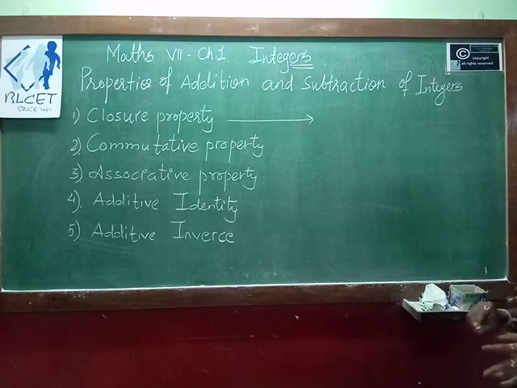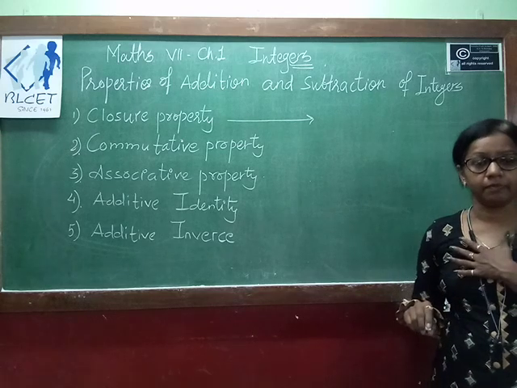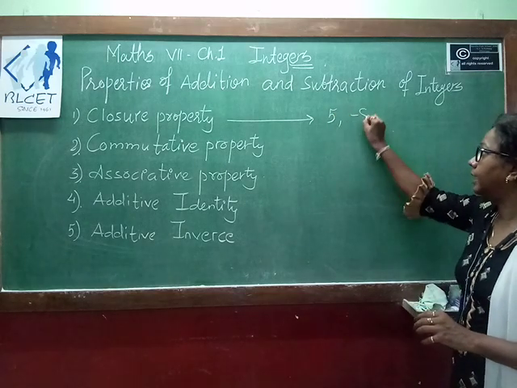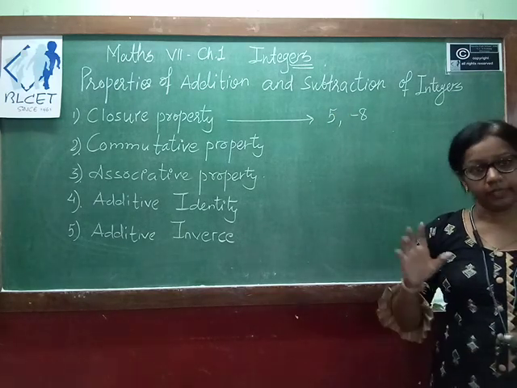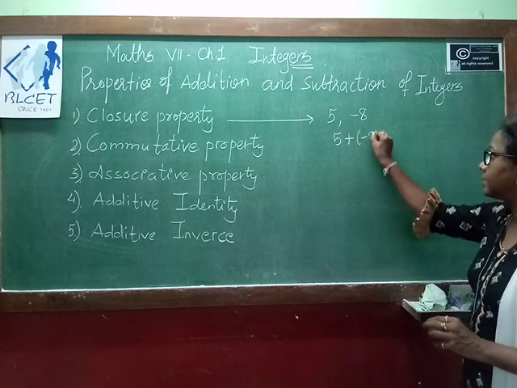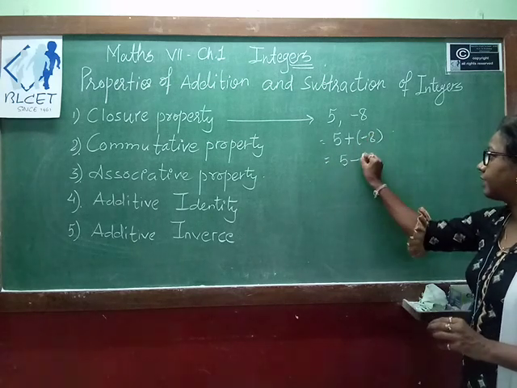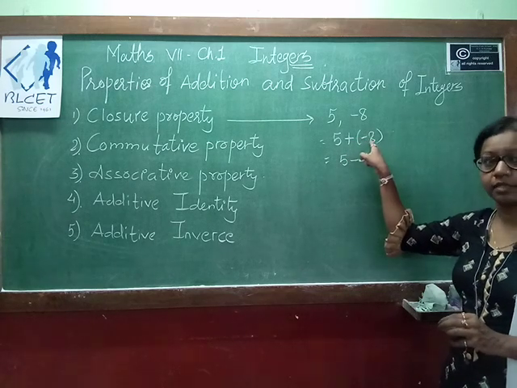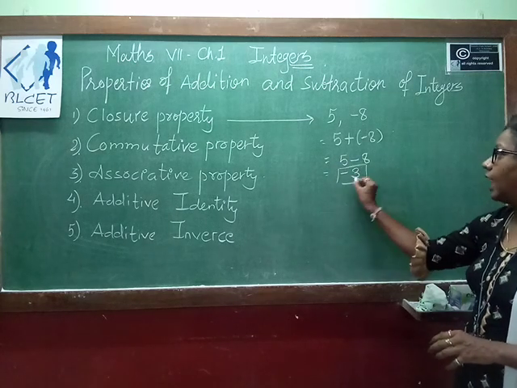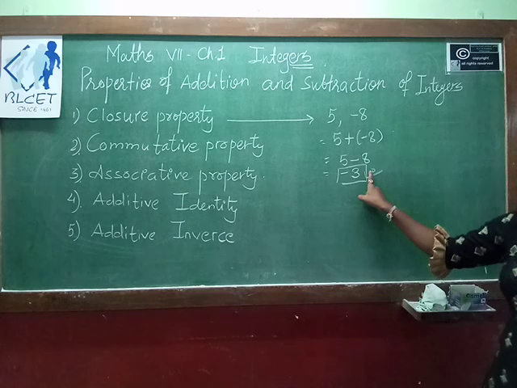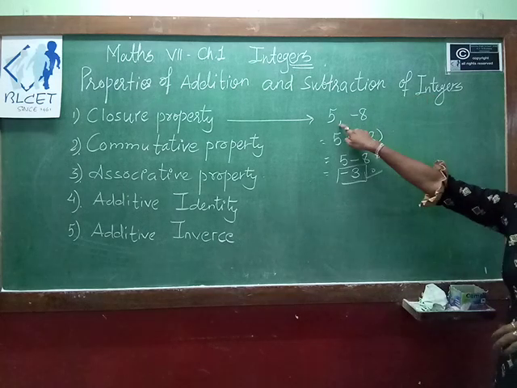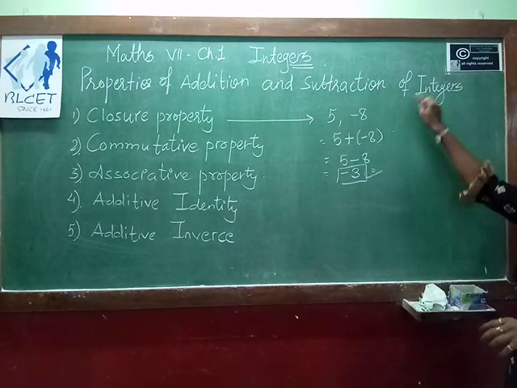If you consider two integers, we can consider any numbers, but the concept is that the numbers should be integers. Suppose I consider 5 and minus 8. These are the two integers. If you add these two integers, 5 plus minus 8, what is the answer? We are adding a negative number, so obviously we are getting a negative answer, which is equal to minus 3. And we know that minus 3 also belongs to the set of integers. 5, minus 8, minus 3, all these numbers are present in the integers.